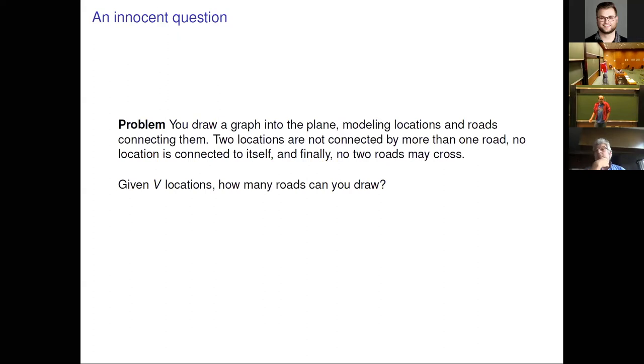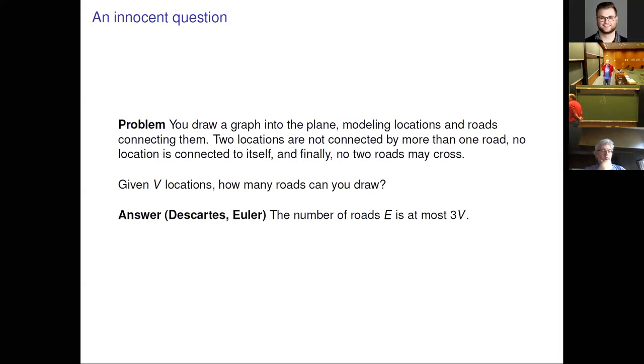And that, in fact, is a theorem. It's not hard to prove, and it really goes back a long time, essentially to Descartes and Euler, and the bound is really this. This is what you get by being greedy about it, and it is correct. So the number of edges is at most three times the number of vertices. All right.